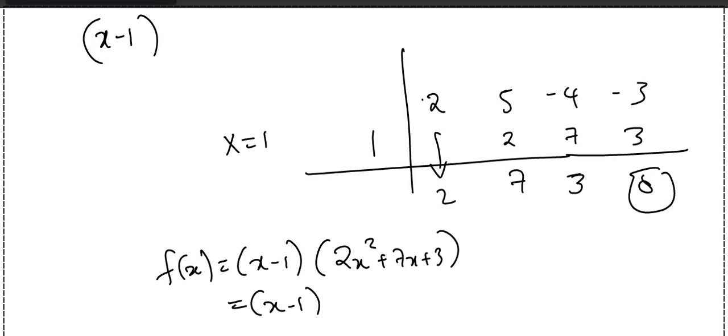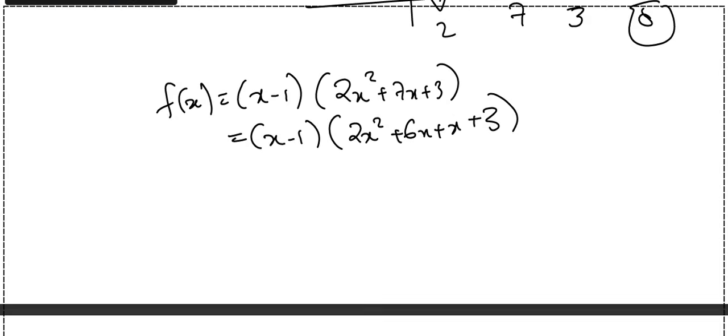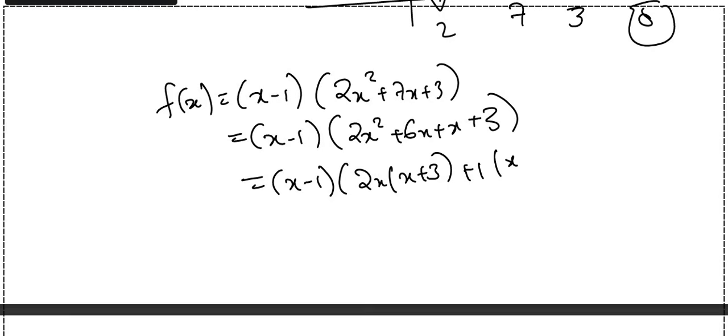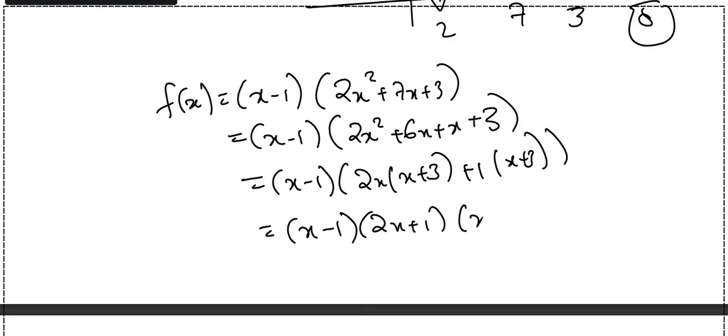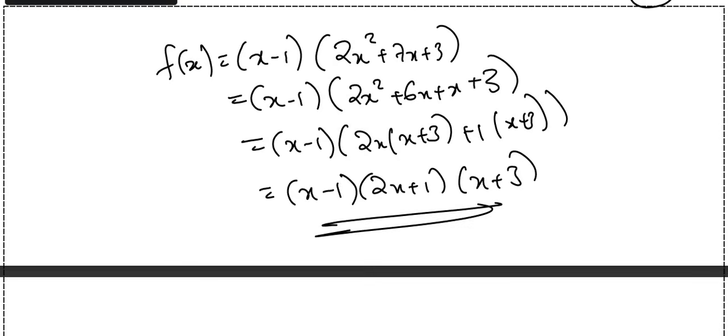So this is going to be products among factors. The factors we're simply going to use will be 6x and x and 1. So from here, we'll just have x minus 1. Then this is going to be 2x, x plus 3. This will be plus 1 and x plus 3. Then this will be x minus 1, and then you have 2x plus 1, and you have x plus 3. So we have factorized it completely. We can now solve this. This gives you 1. This gives you negative half. This gives you negative 3.